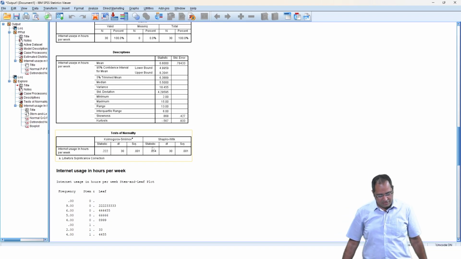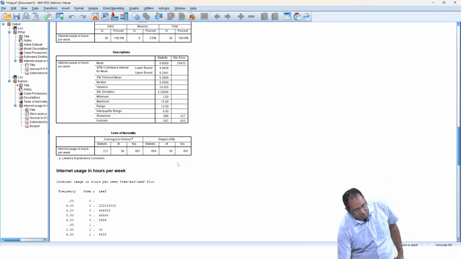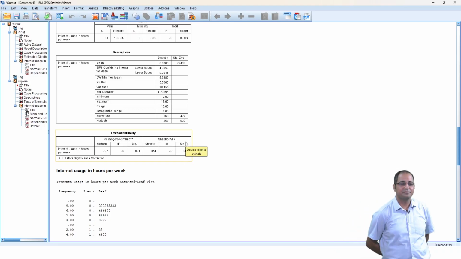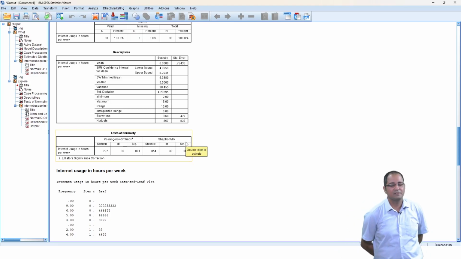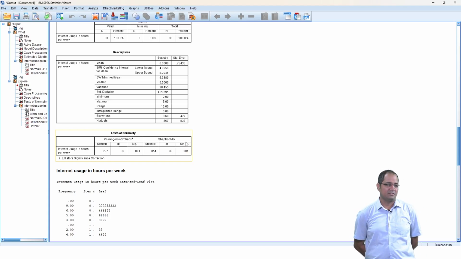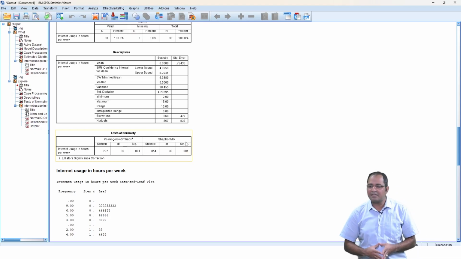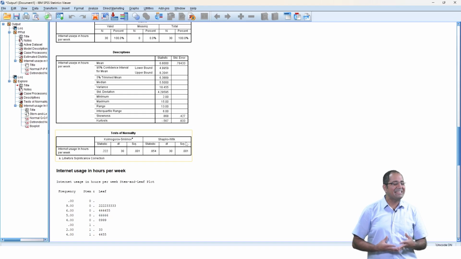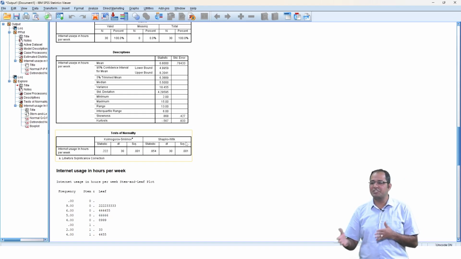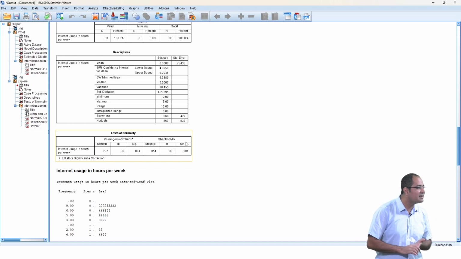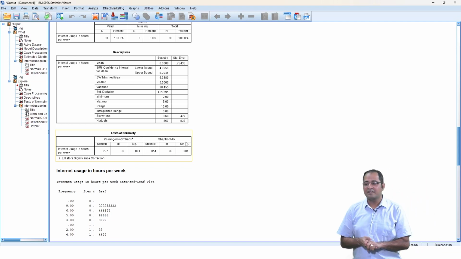We need not do these tests, but we are just looking at how and where to conduct this. So the Shapiro-Wilk value is saying 0.001. What does it mean? We are inferring about the population that the internet usage data is not normally distributed, because 0.001. So what is the null hypothesis here? Normally distributed.